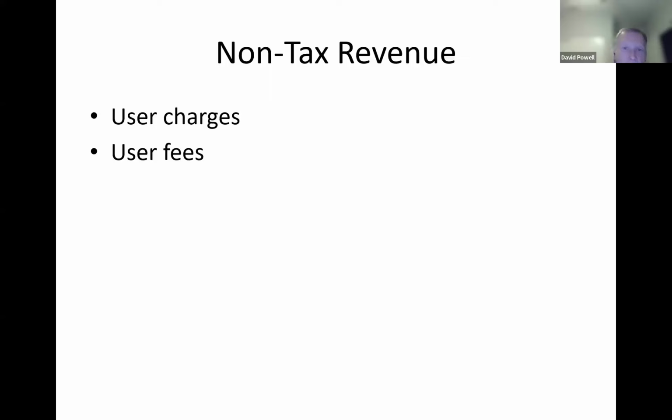We have seen the shift toward user charges and user fees throughout California, especially in Northern and Central California. When you look at the average California city today, it generates more revenue from user fees and user charges than it does from property taxes. Now, here in Southern California, it's a little different. Southern California cities still tend to rely more on property taxes than their Northern California counterparts, but we have still seen this shift after Prop 13 away from property taxes and more toward these non-tax sources of revenue.